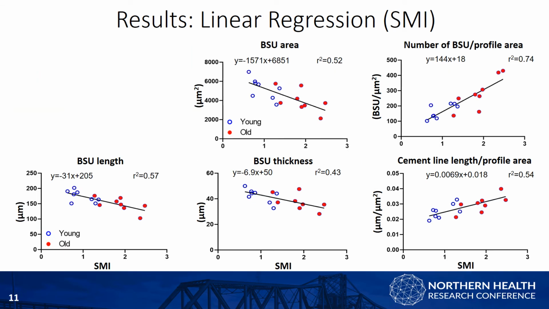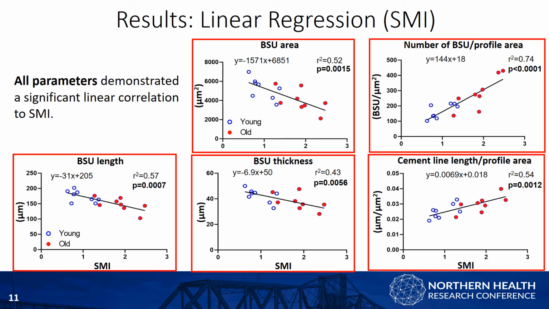Additionally, median BSU parameters were all found to be significantly linearly correlated to structure model index. BSU area, thickness, and length decreased with increasing structure model index, and the number of BSU per profile area and the length of cement line per profile area increased with increasing structure model index. This means that as trabeculae are shifting from more plate-like to more rod-like, the BSU within them are becoming smaller, and as a result, there are more BSU per unit area and more cement line per unit area.